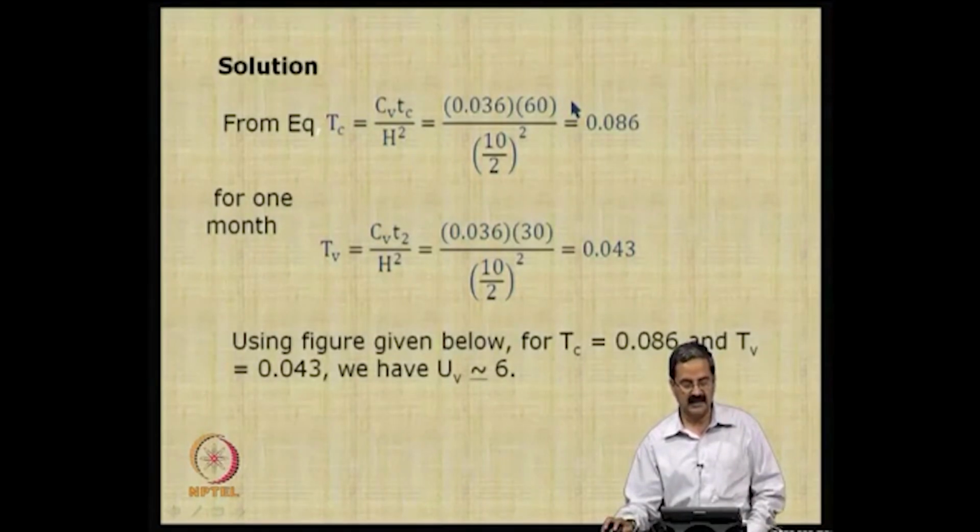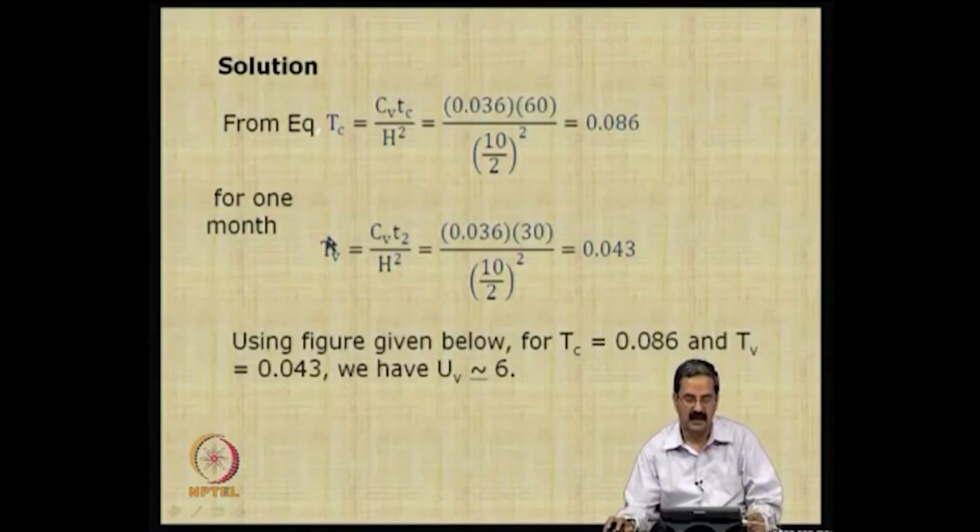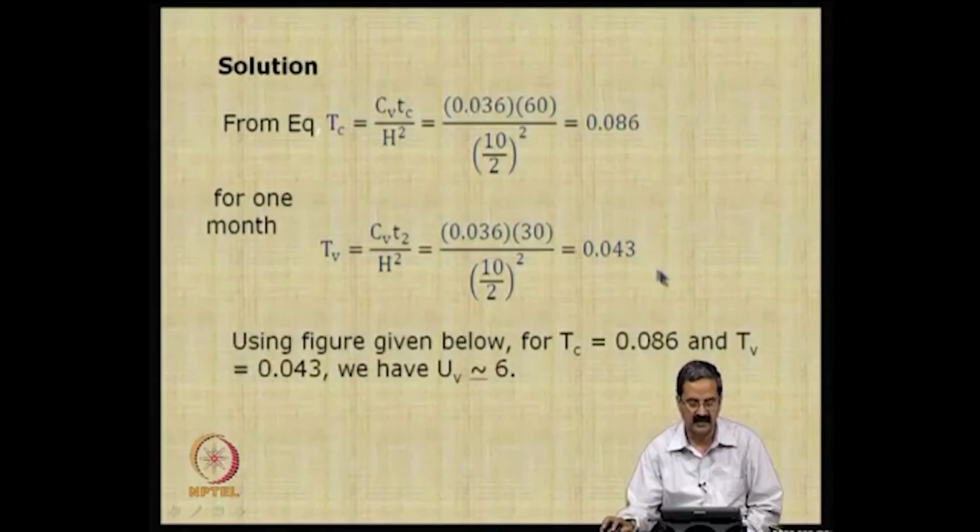It is okay for 60 days, but you must be able to calculate every month. Our objective is the degree of consolidation at 1 month, 2 months, 3 months, 6 months, like that. So TV equals CV t by H square, where this is 30 days, we will keep it here, and so you get some factor here. So TC is known and also TV is known.